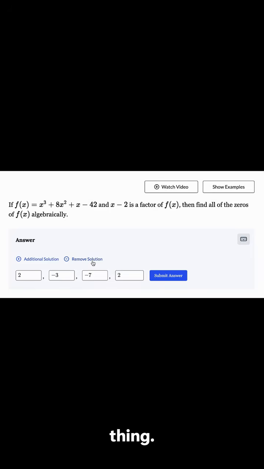So, actually, one more thing. Remember, you can see that this is 2, negative 3, negative 7, and 2. But you see 2 repeating both times. So actually, 2 is not a solution because it's a double root. So this is our answer.